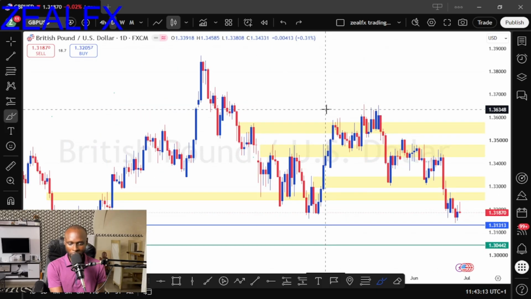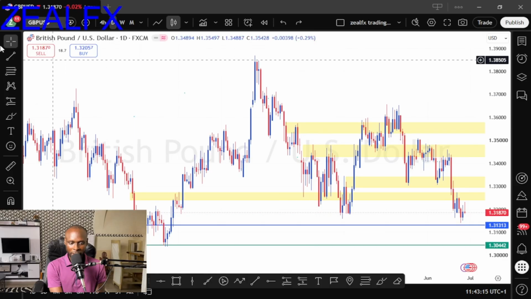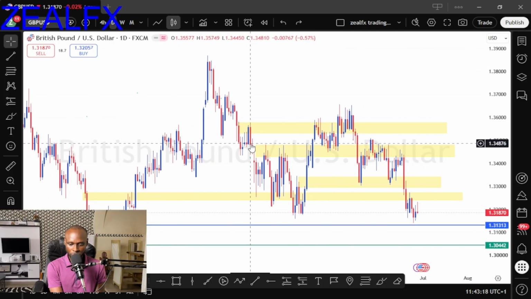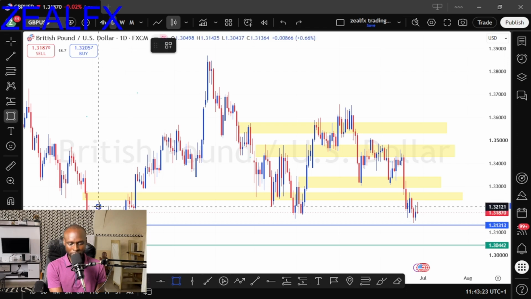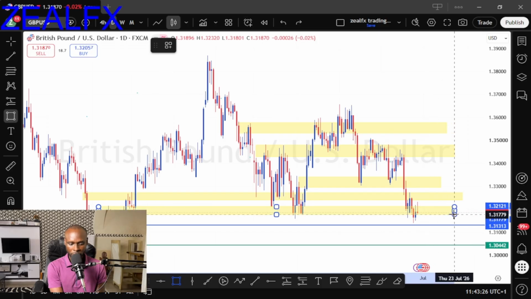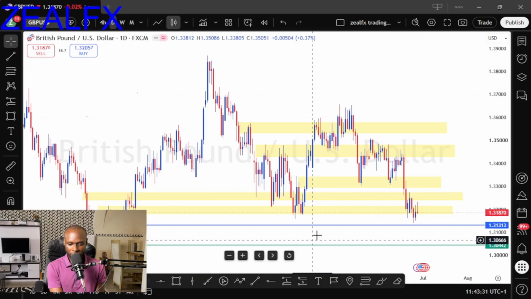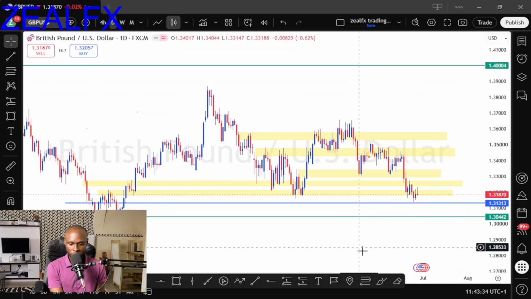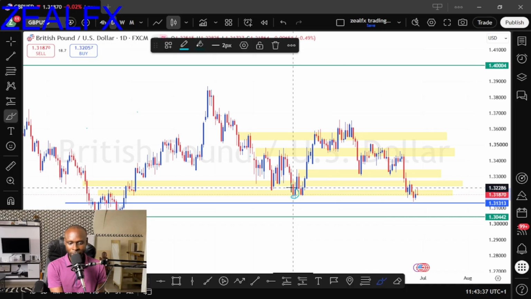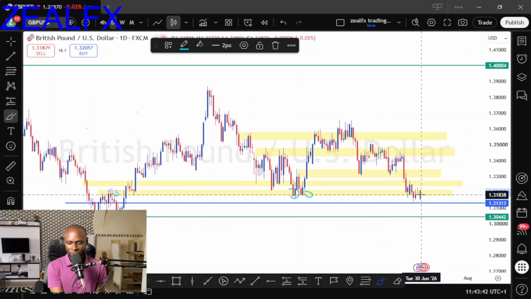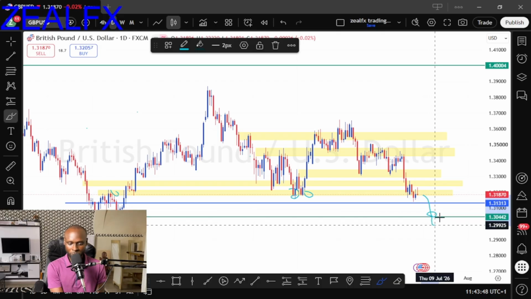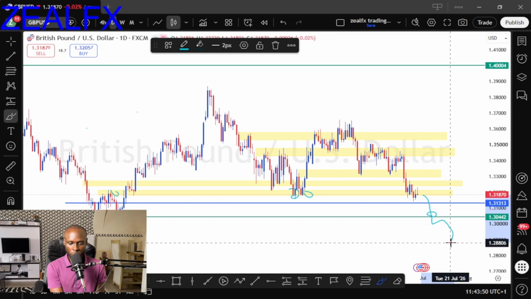On my daily time frame, we have to plot out the key level that will trigger the next move for the Pounds USD. You can see we have this particular resistance level. Price is still holding around this resistance level and this resistance level, finding it difficult to break. This is a sign of price reversal to the downside, to this next daily support level, and the break of this support level might trigger more selling for the Pounds USD.